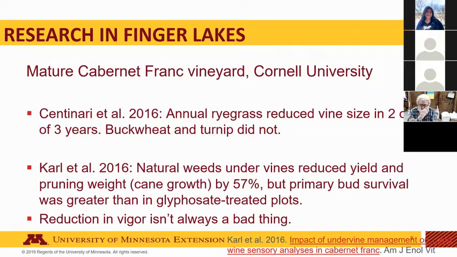However, something that I found really interesting was that that same study found that primary bud survival was greater in the plots that they treated. The bud survival was greater in the natural weedy plots than it was in the glyphosate treated plots. I didn't dig into why that was. And then reduction in vigor, I wanted to point out, isn't always a bad thing. You know, sometimes we do a lot to reduce the vigor of our vines, such as shoot thinning, leaf pulling, and hedging. So just because weeds are reducing the vigor of our vines, that doesn't always lead to something bad.